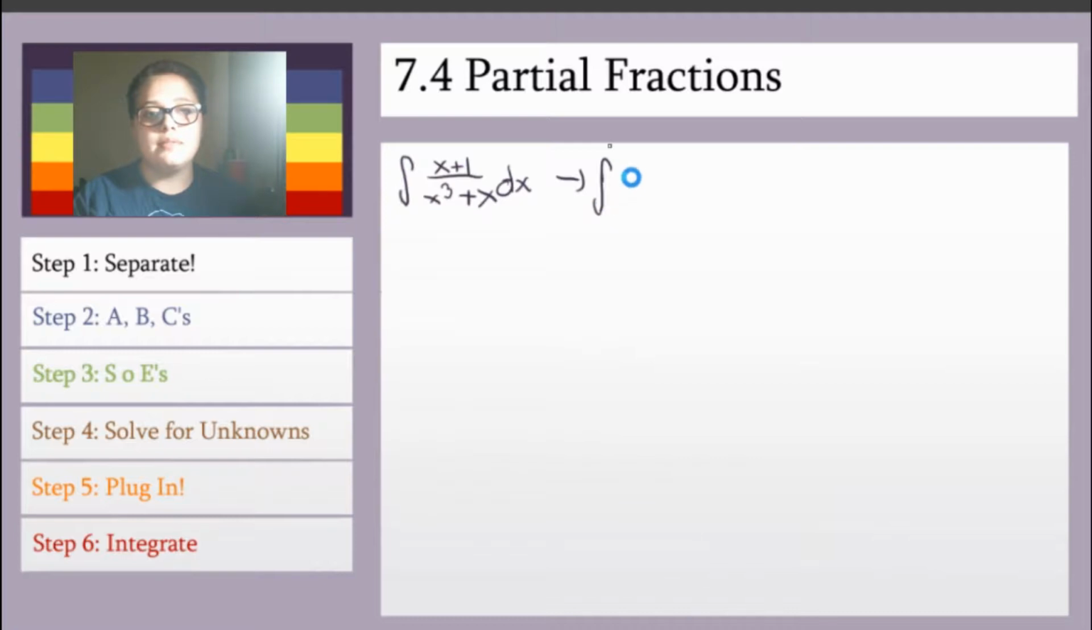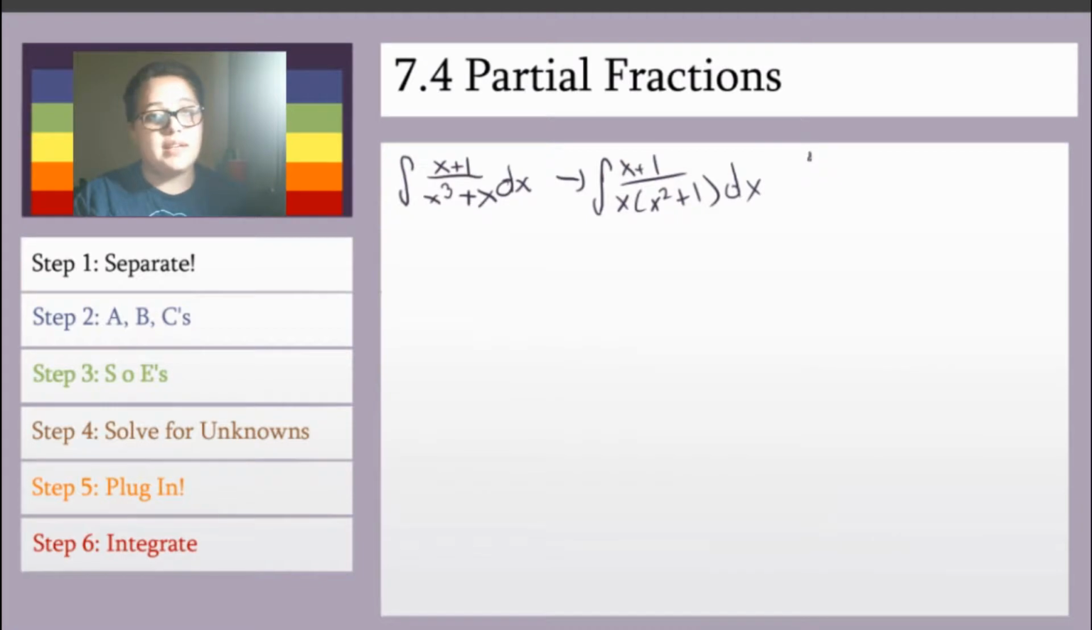So, x plus 1 over x to the third plus x dx is the same as x times x squared plus 1. As you can see, dx. Now that we've got that done, we're going to set up our A, B's, and C's.